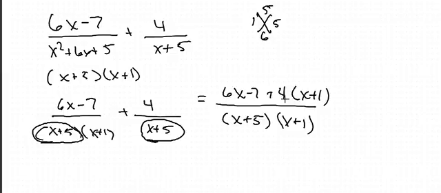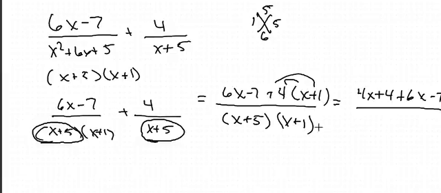Now I have made a common denominator and I've done all the work that I need to do, right? Now all I do is do math with the top. So let's do the math on the top. So that would be 4x plus 4, plus 6x minus 7. Everything on the bottom stays, right? So I'm just going to write it there.